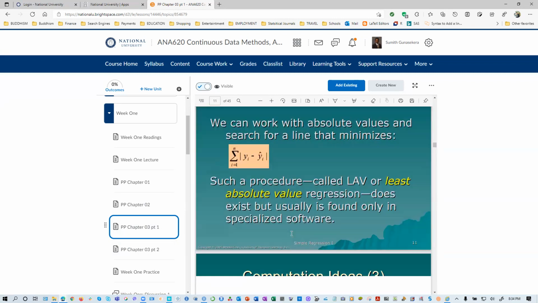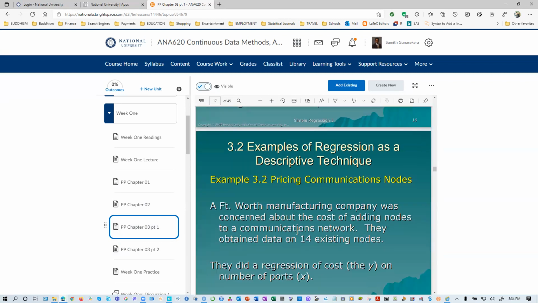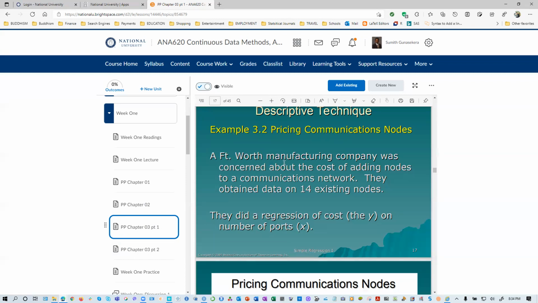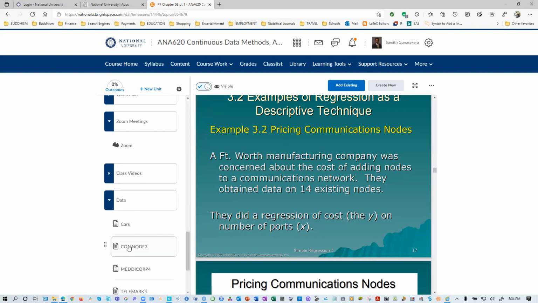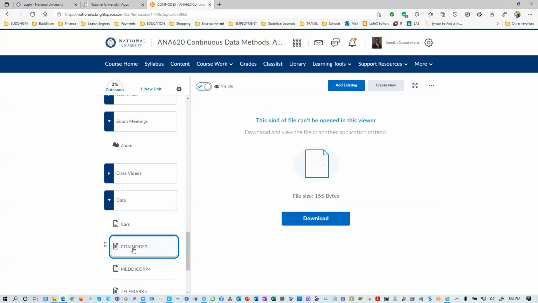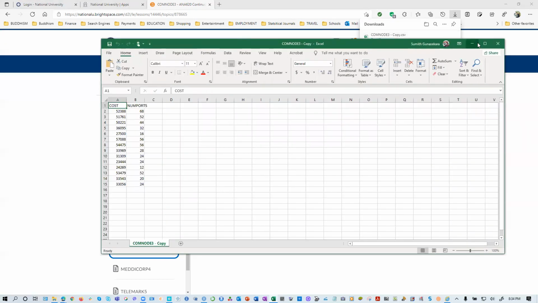This data set, you don't have that one. Now you have. See, the Fort Worth Manufacturing Company was concerned about the cost of adding nodes to a communication network. They obtained data on 14 existing nodes. So that one is related to this data set. See, from nodes, download. See, that's the data set.